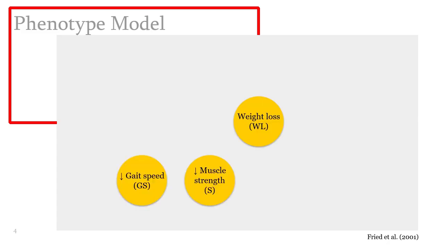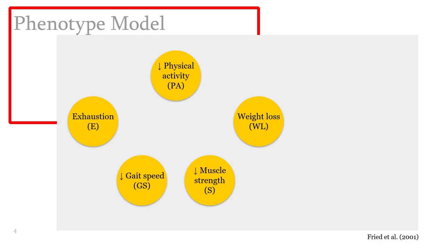In the phenotype model, frailty was conceptualized as a phenotype with 5 clinical characteristics. They are unintentional weight loss, low muscle strength, slow gait speed, low physical activity, and exhaustion. Fried's team conducted an observational study where a total of 5,899 participants were followed up for at least 4 years. The results of the study showed that these 5 characteristics were predictive of incident falls, worsening mobility or disability, hospitalization, and death.